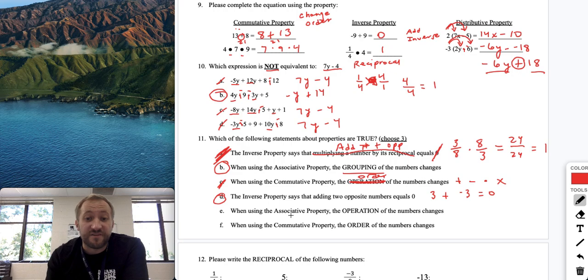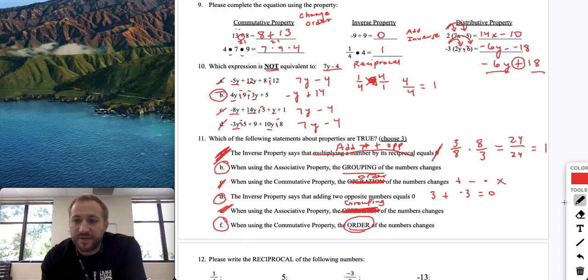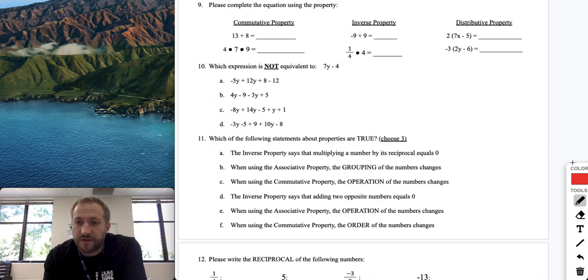When using the associative property, the operation of the numbers changes. Again, the operation never changes. We're not talking about the operation. The associative property changes the grouping. So that one's not it. When using the commutative property, the order of the numbers changes. That is true. That's the word we're looking for. The commutative property changes the order of the numbers. So that is true. All right, let me give that an erase so I can scroll down.